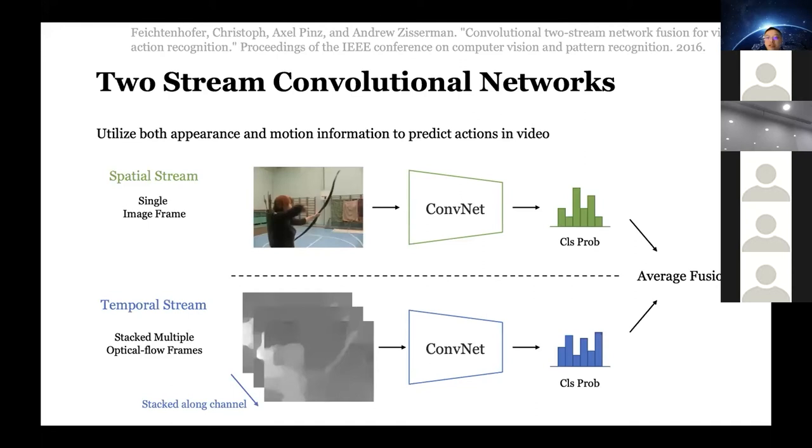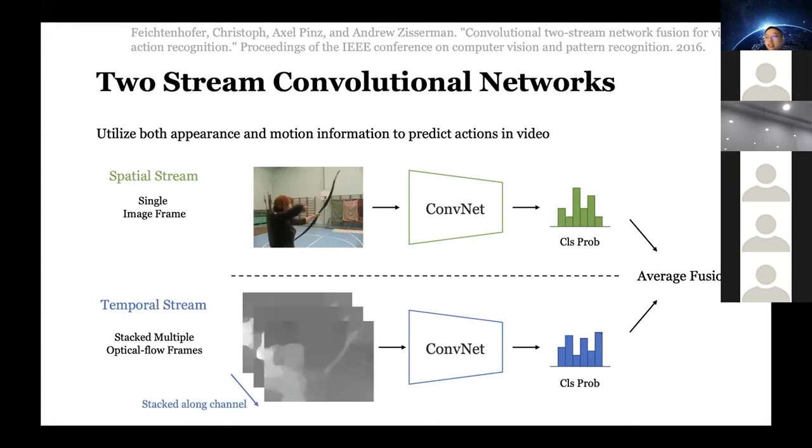Okay. In the following slides, we're going to briefly revisit some of those methods, as they actually mark the evolution of this area. The early seminal work on using deep learning for action recognition is called the two-stream convolutional network. It was initially proposed by Andrew Zisserman and his colleagues.